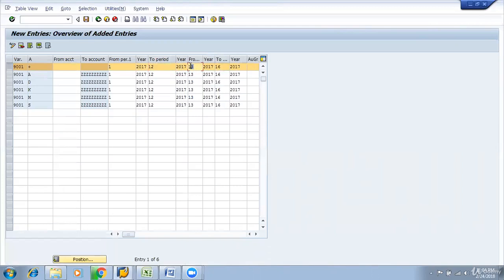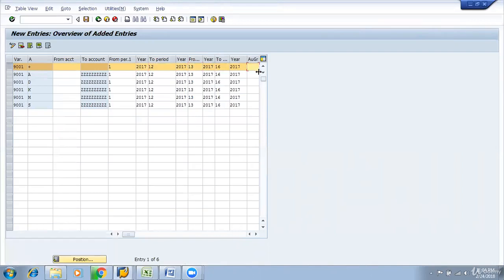This is basically used for my special posting periods here, 13 till 16. Actually, there is also another use for this, I'll tell you. Next thing here, authorization group. What is this authorization group?